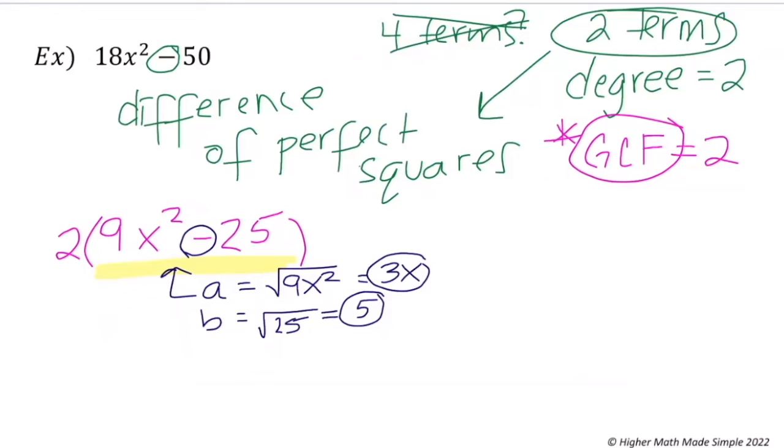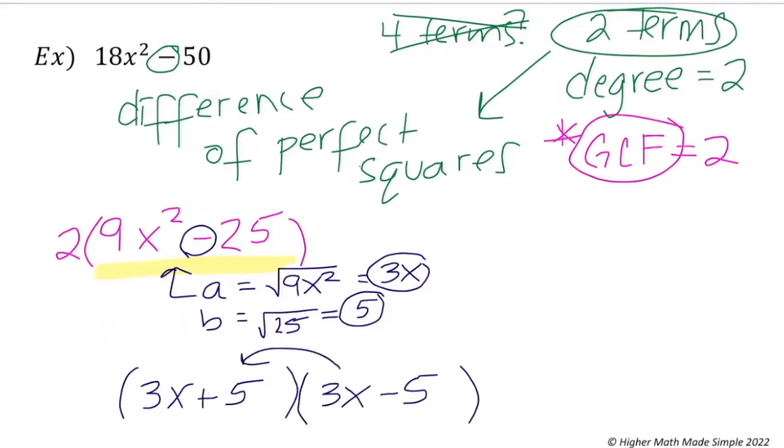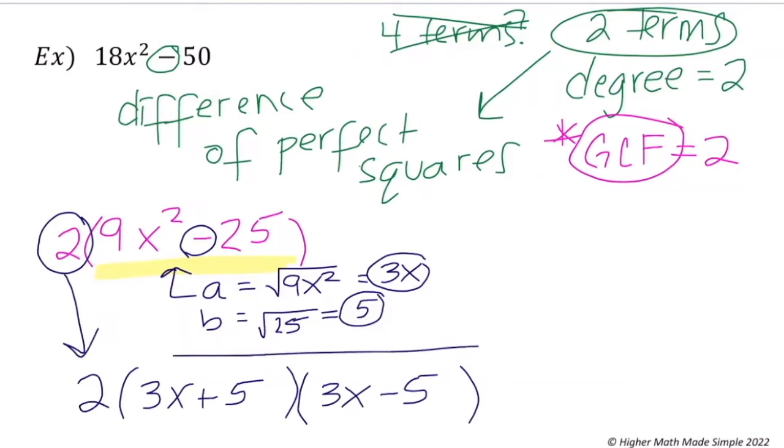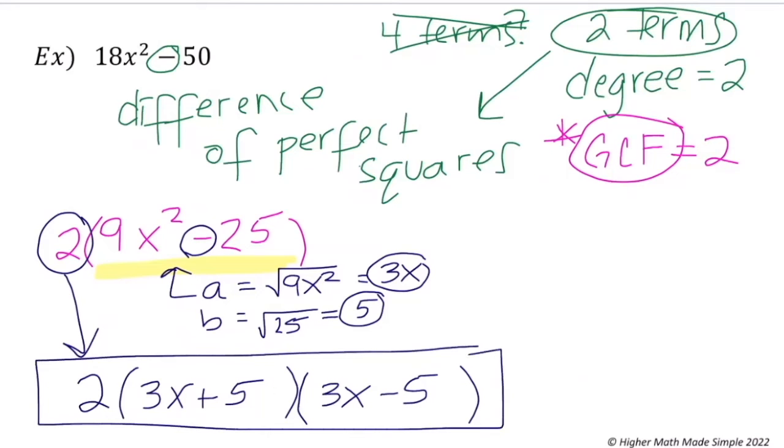Anyway, so now we have a and b and just plug it into our template here. So you can either do 3x plus 5 times 3x minus 5, or you could just switch these two parentheses around. You could do 3x minus 5 times 3x plus 5. The only thing I stress is make sure you write the a term first, okay? And this problem would not be complete if you didn't put that greatest common factor back in the game. That's our final answer.